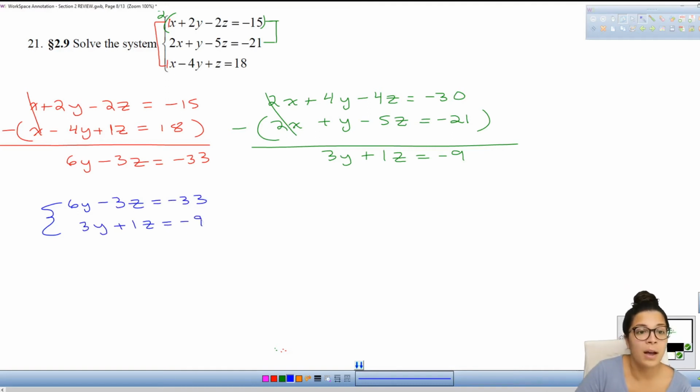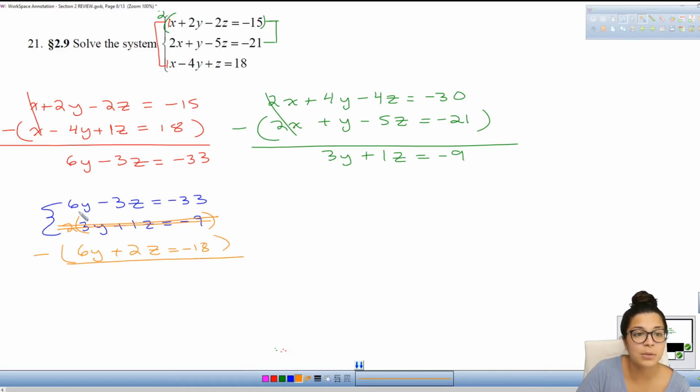Okay, so obviously the easiest here would probably be to do elimination. So I'm just going to go ahead and multiply this equation by 2. That way the coefficient of y will be the same. So that gives me 6y plus 2z equals negative 18. And then I'm going to cross that out just so I don't mix it up. So now I need to subtract these two equations together.